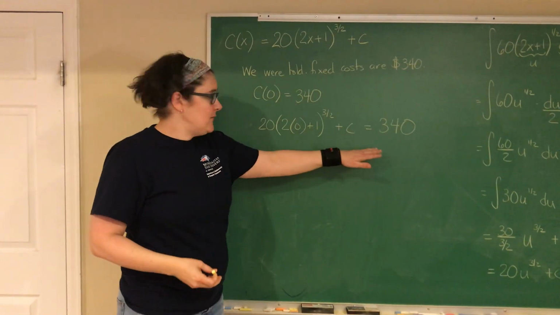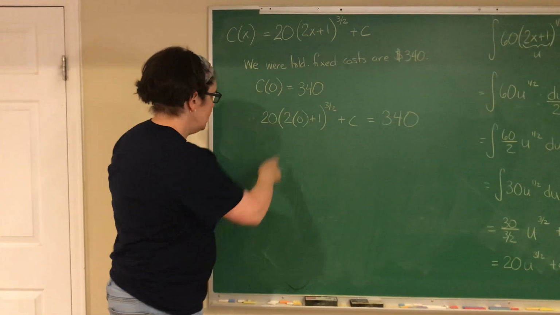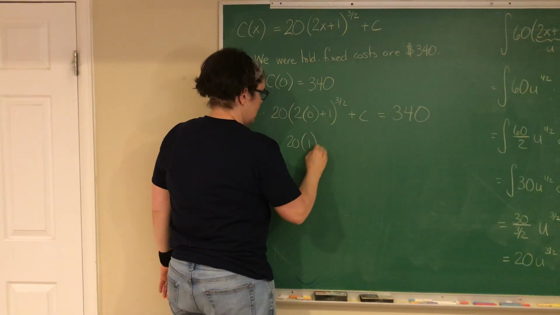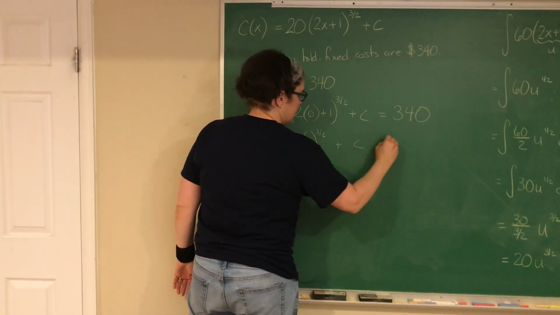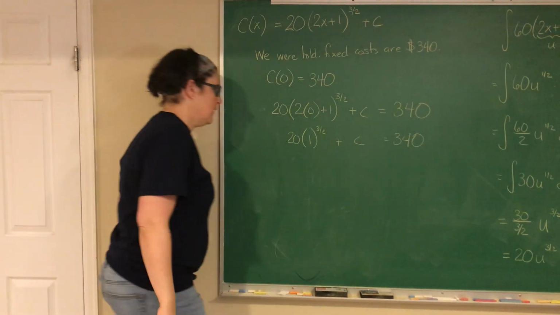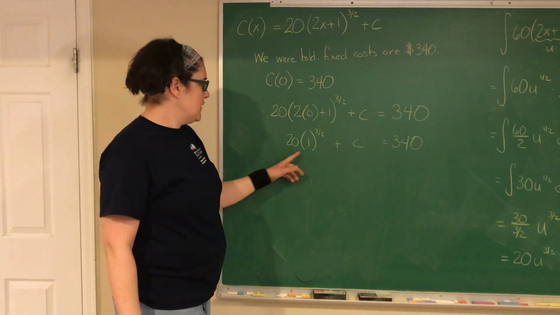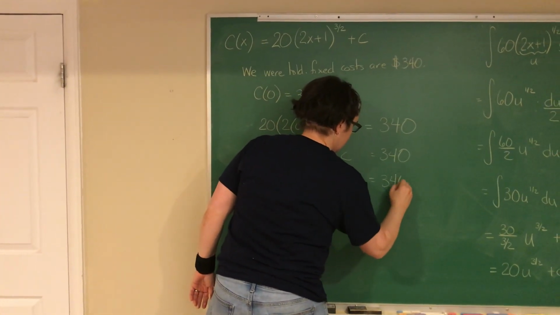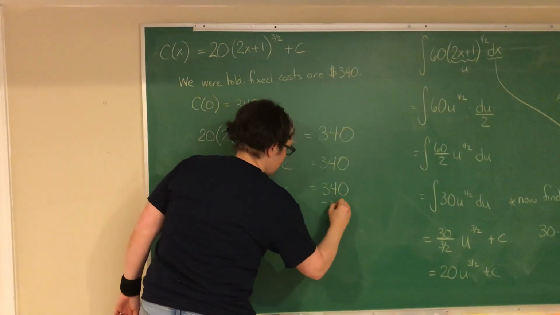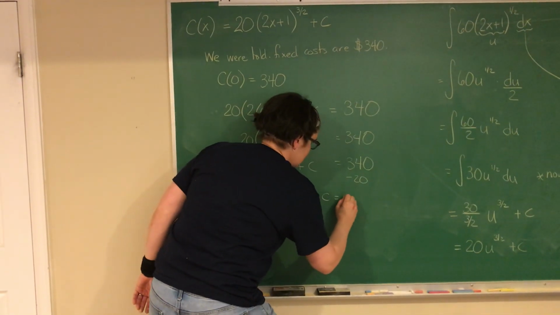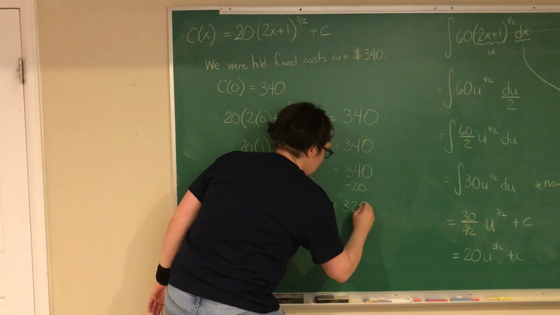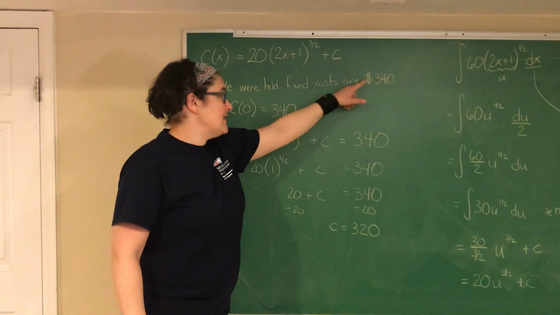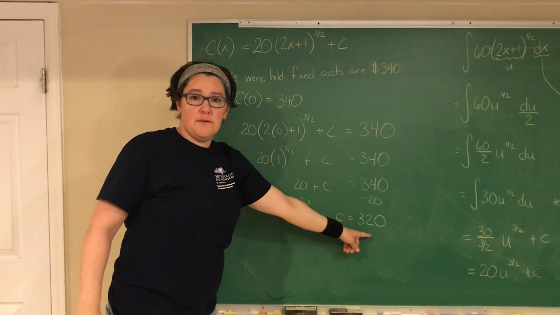So let's clean this up and see if we can figure out what c should be equal to. Well, 2 times 0 is 0, plus 1. So I have 20 times 1 raised to the 3/2 plus c. 1 raised to anything is 1. So I've got 20 plus c is equal to 340. And so if I subtract 20 from both sides, I end up with c is equal to 320. So my plus c up here is not the same as my fixed cost, it's this value of 320.